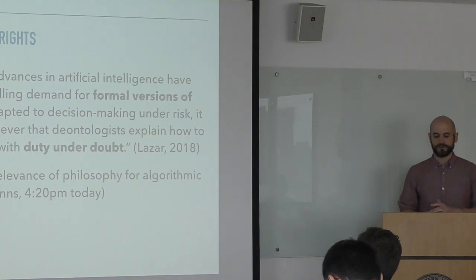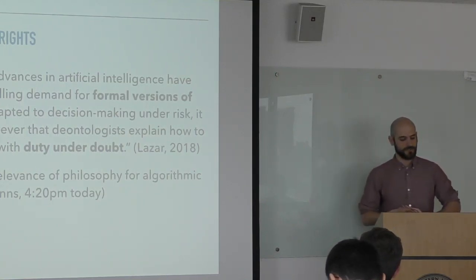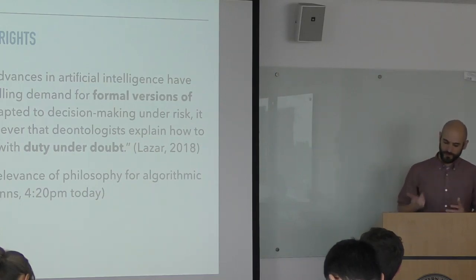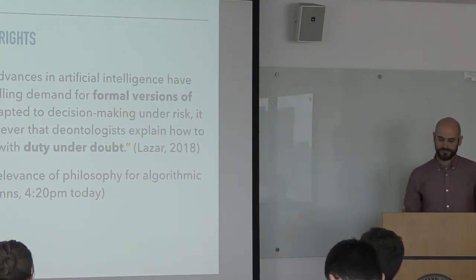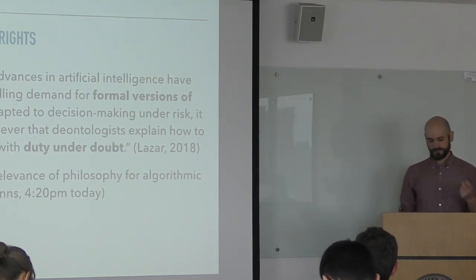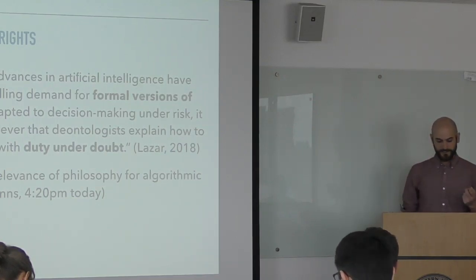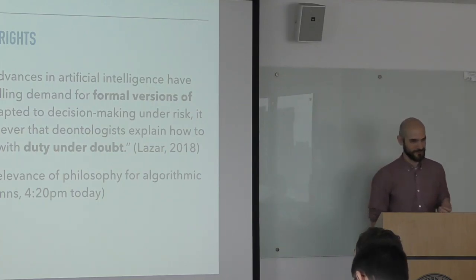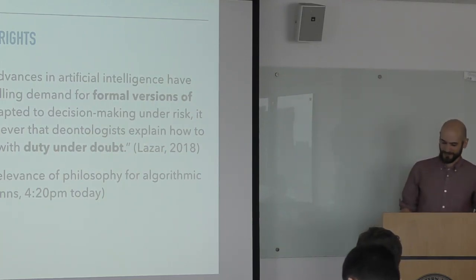He says, in a world where advances in AI have generated a compelling demand for formal versions of ethical theories adapted to decision-making under risk, it is more crucial than ever that deontologists explain how to systematically deal with duty under doubt. And I think pretrial detention is such a case because you're acting under uncertainty where rights are at stake. And so I think this is a good case for the relevance of philosophy for algorithmic decision making, which maybe Ruben is going to tell us about later today.